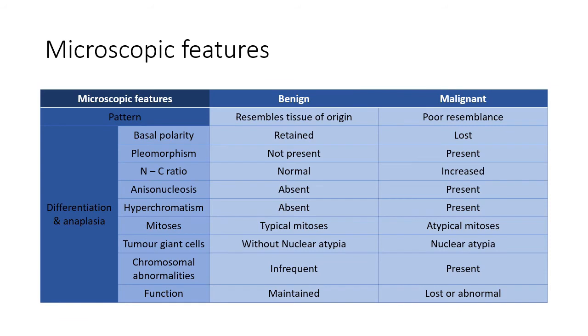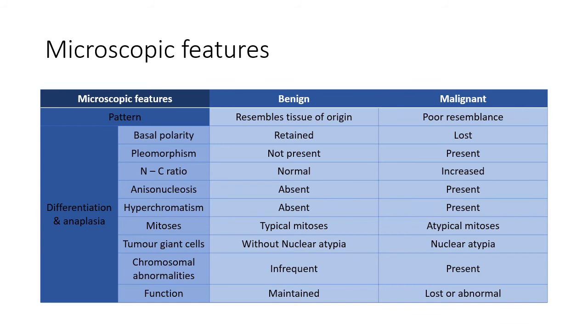The next feature is pleomorphism. Pleomorphism is nothing but variation in size and shape of the cell. Usually, tumor cells vary considerably in size and shape among themselves, and this is called pleomorphism. This is another characteristic feature of an anaplastic cell.